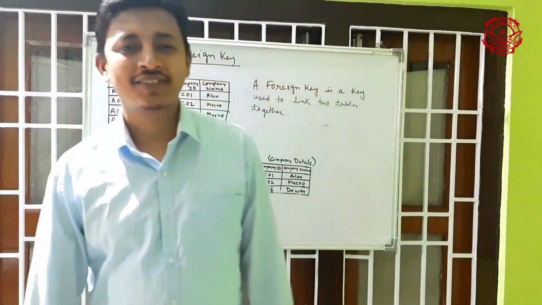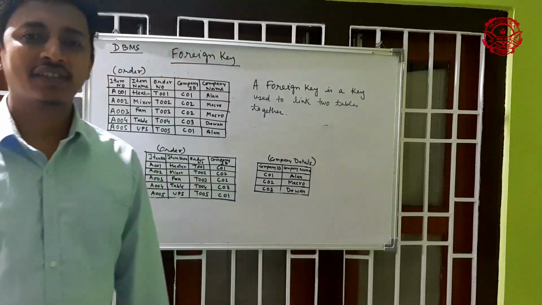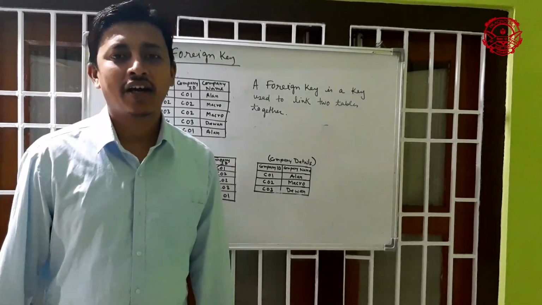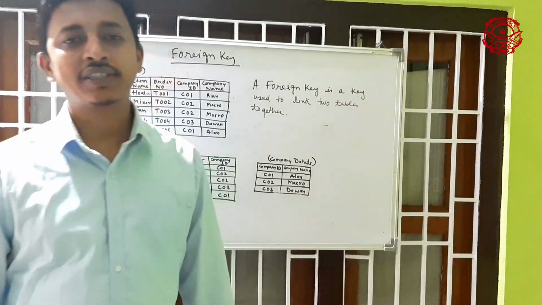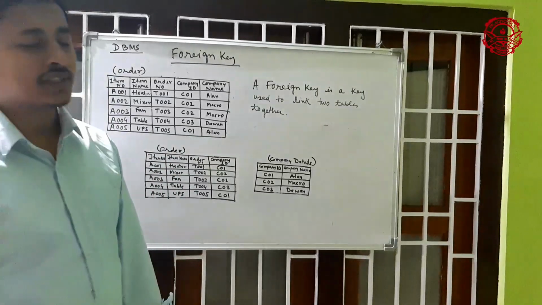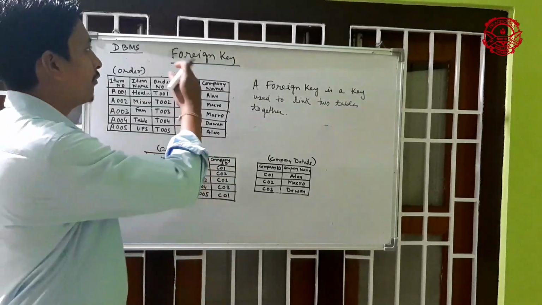In the previous class, we discussed tables, records and the database, and also the keys, that is primary key, candidate key, composite key and also the alternate key. Today we are going to discuss one other key that is called foreign key.